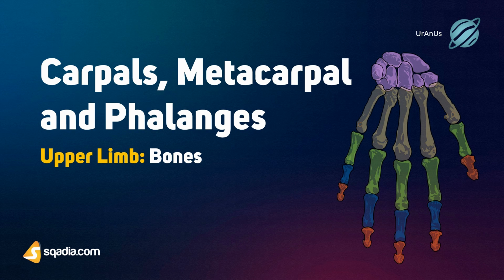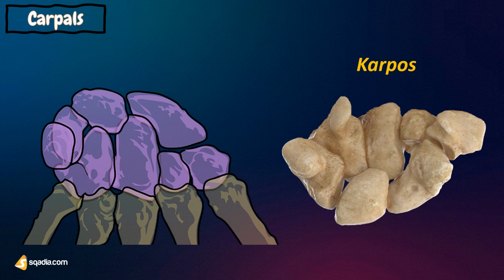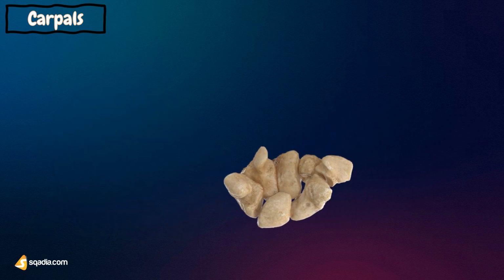The carpal bones make up the wrist joint. Carpal comes from the Greek word karpos, meaning wrist. There are a total of 8 carpal bones, which are arranged in 2 rows.